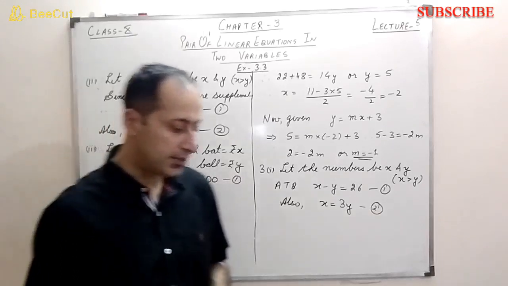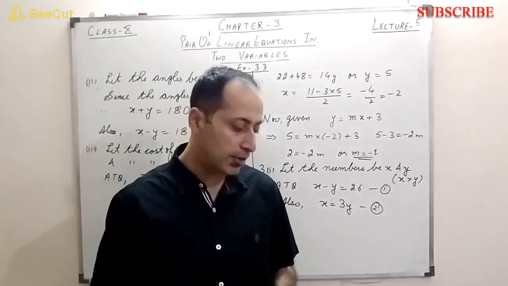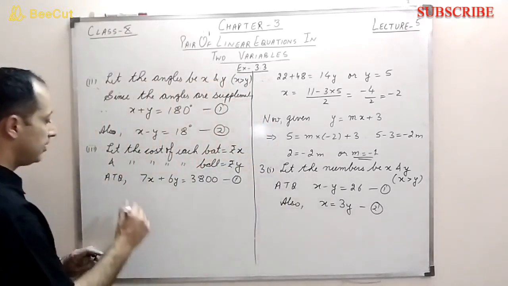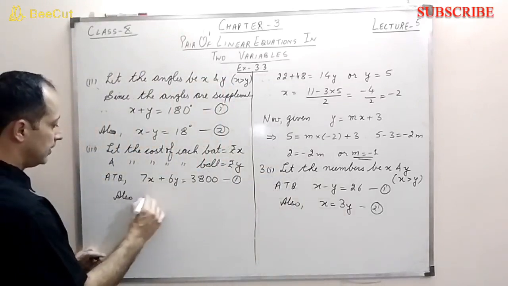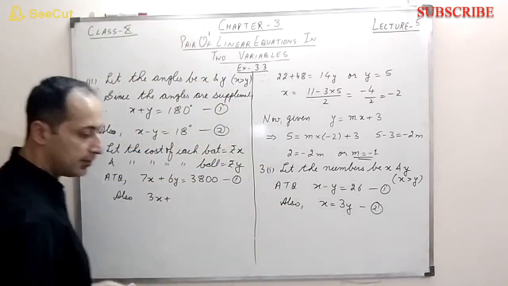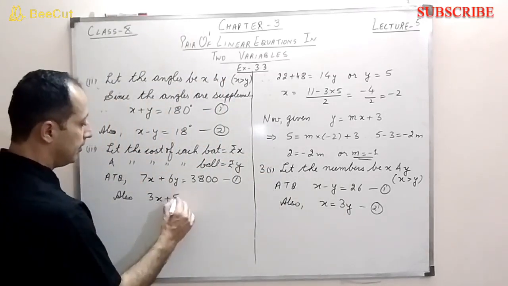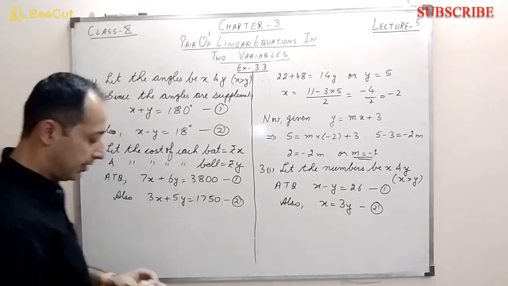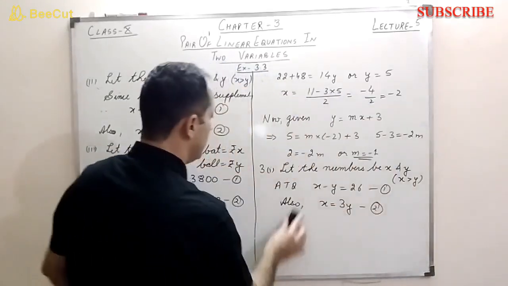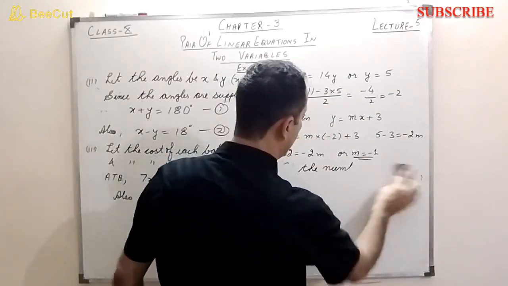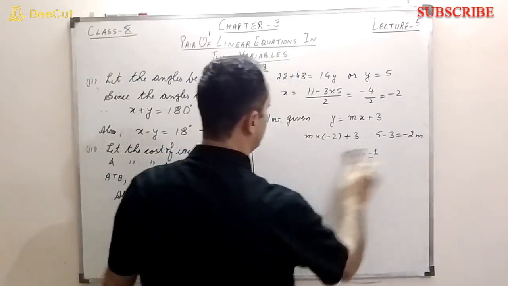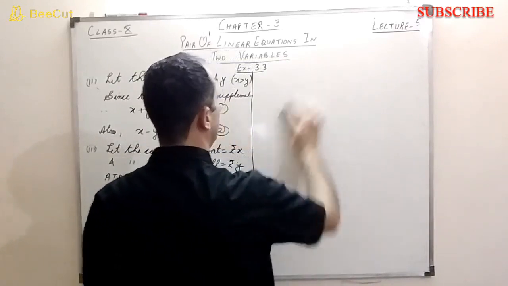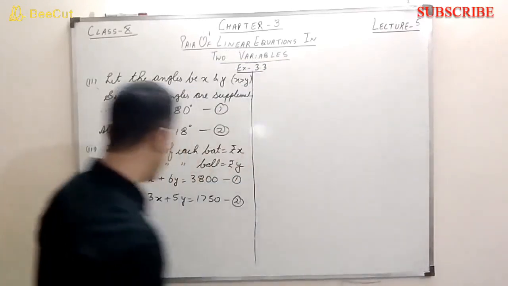Now in the second one they say later she buys 3 bats and 5 balls for rupees 1,750. So 3 bats means 3x plus 5y is equal to 1,750. Now let's simplify this part. So what we can do, we can transform one of the equations to get the value of one variable in terms of the other variable. It's your choice, you can take any of the equations.